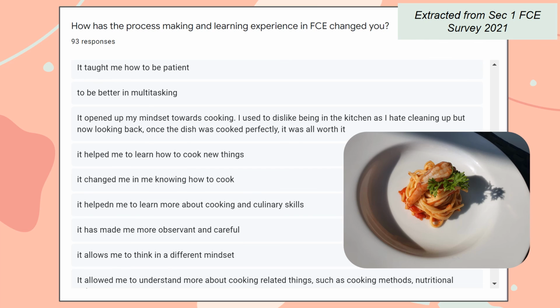To end my sharing, here are some encouraging responses from our Sec 1 students. It gives us the assurance and confidence that what we are doing is working well for them.